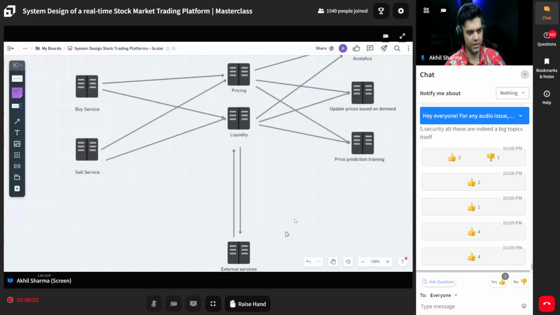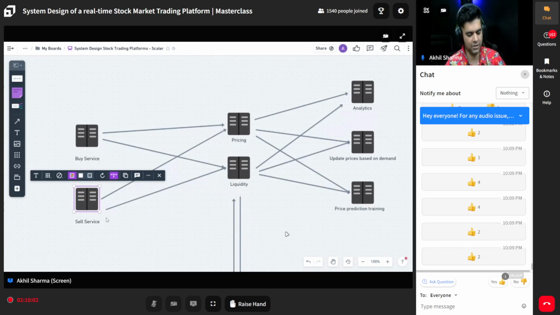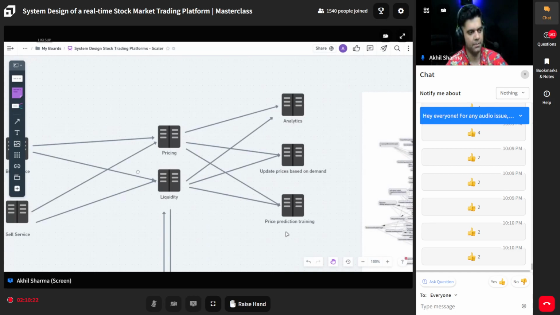Buy service has to send some data to the pricing service. The sell service, whenever there's a sell that happens on the system, sends a request to the liquidity service to reduce this stock's liquidity by 1 or by 2 or by 10 stocks, because 10 of these stocks have been purchased. And then you have pricing, where, like I told you, based on demand and supply, the price keeps changing. Based on pricing, you have to update prices based on demand.